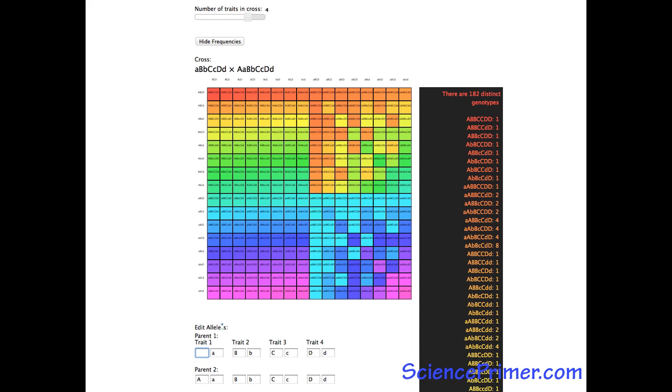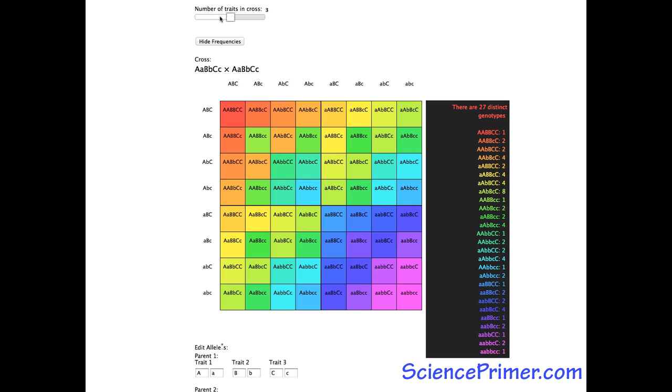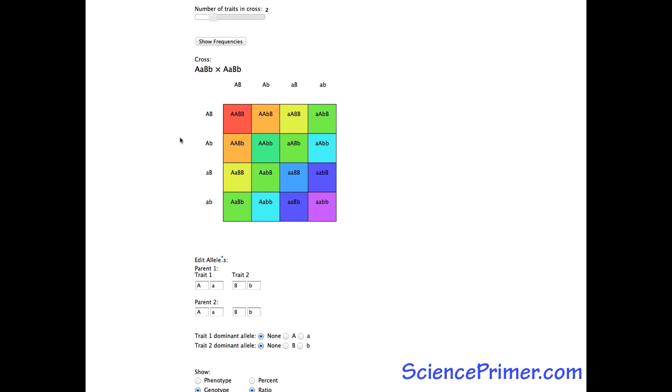Given this complexity, Punnett squares are not the best method for calculating genotype and phenotype ratios for crosses involving more than 1 trait.